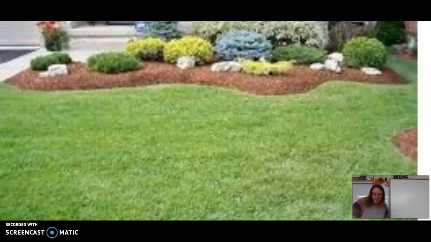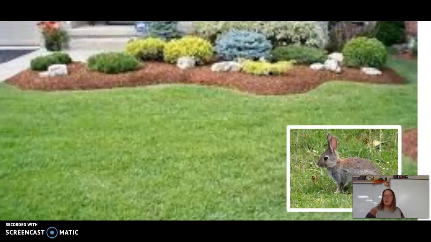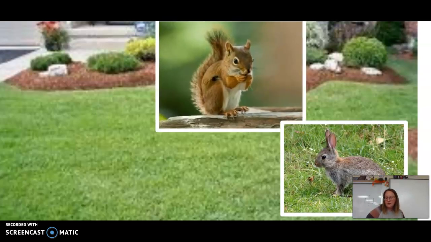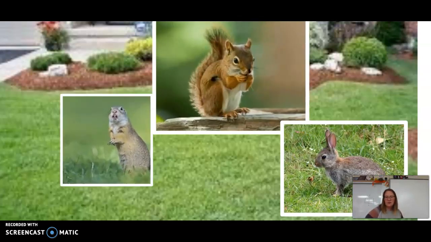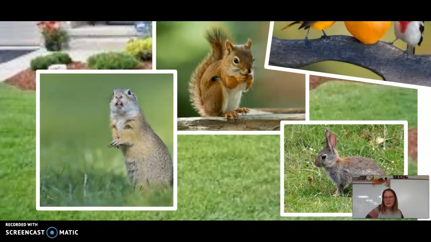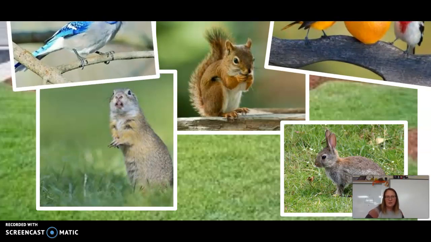So this is a front yard. So this is another example of a community. We have our rabbit friend, a squirrel and his friends, a gopher, rabbits, those are birds, and then another bird. So all of these different species live together in a special designated area, which is the front yard of this house. That is a community.